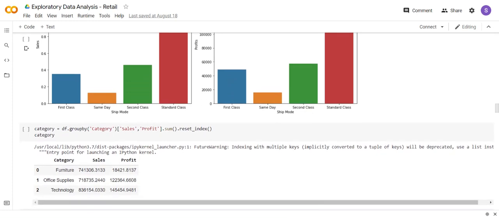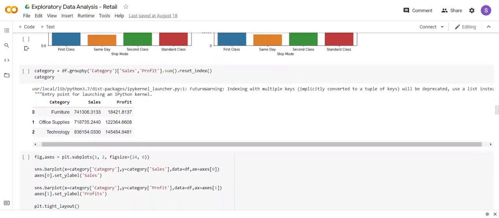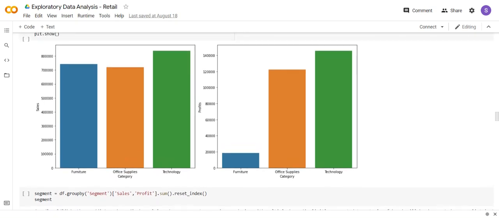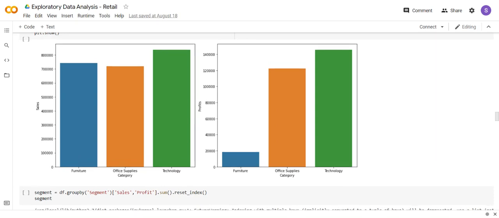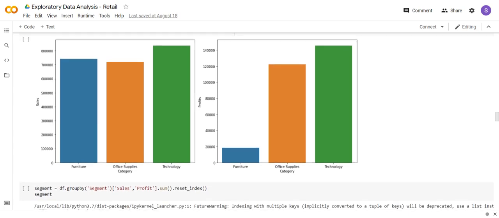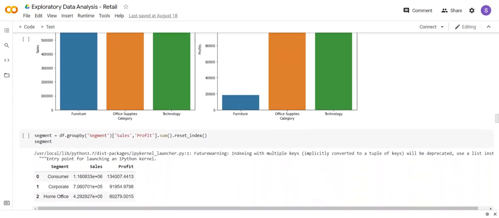In category, we are also checking the same. Here you can see technology sales are more, but not much difference. But if you look at the profit, technology and office supplies are giving more profit than the furniture category.